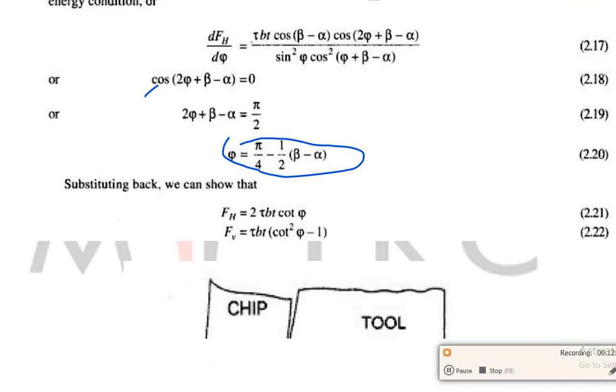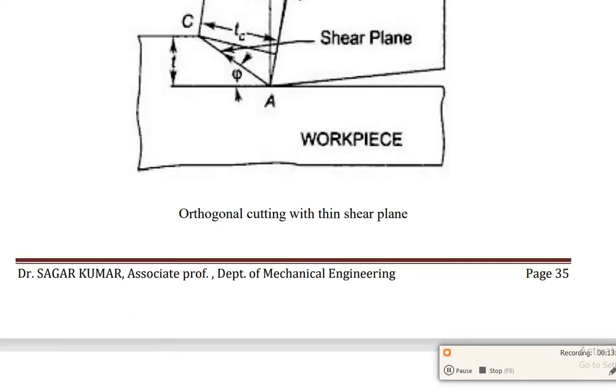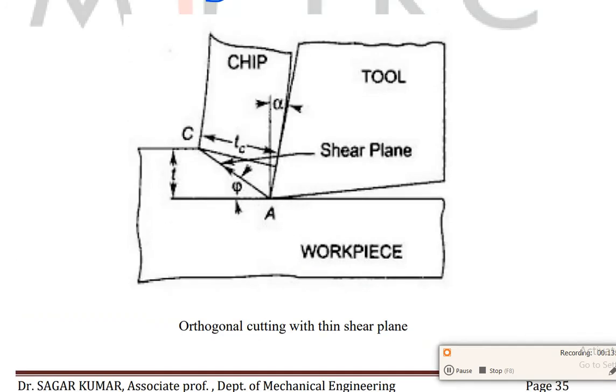Now if we are substituting back, we can find that FH equals 2 tau bt cot phi, and FV, that is the vertical force, is tau bt into cot square phi minus 1. Now further, we will get the figure, orthogonal cutting with shear plane. From this figure we can see that the minimum energy principle is not supported by evidence.